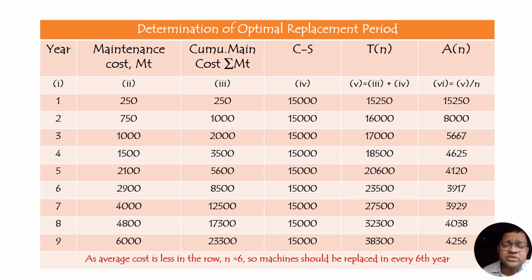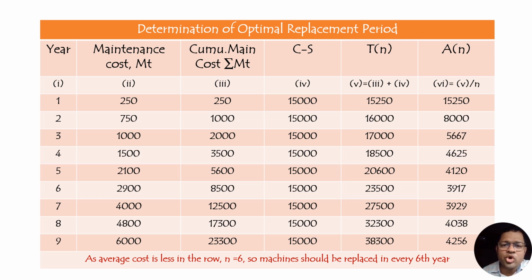In this way you can calculate the second year. Second year maintenance cost is 750 rupees. But the cumulative maintenance, because you have calculated for 2 years, first year is 250, second year is 750, so the overall cumulative maintenance cost is 1,000 rupees. Then 1,000 rupees is added to the 15,000 rupees. That is the overall cost up to that year: 15,000 plus 1,000, that is 16,000, your total cost. The average cost is 16,000 divided by 2, that is 8,000.